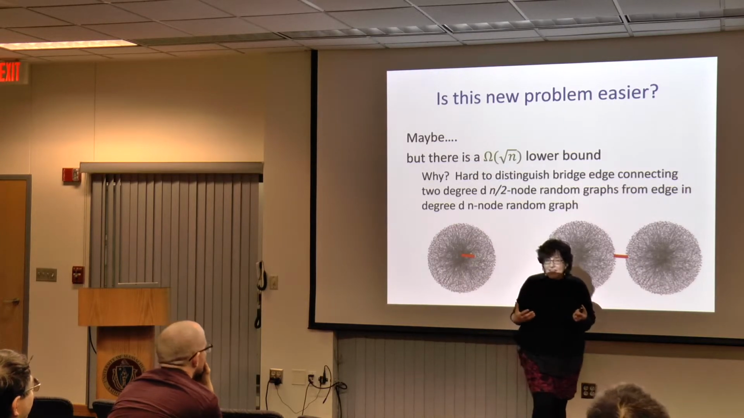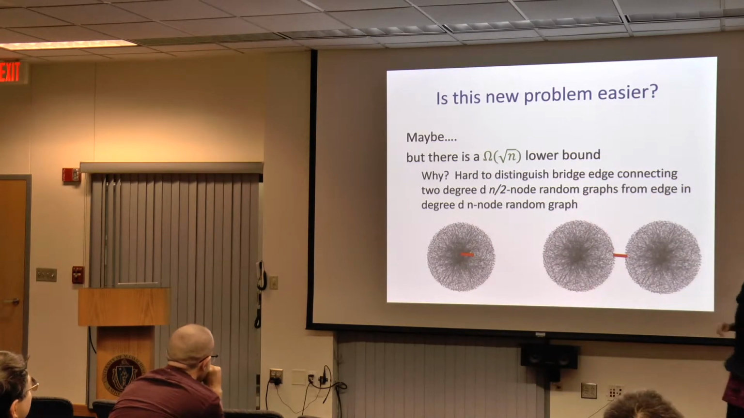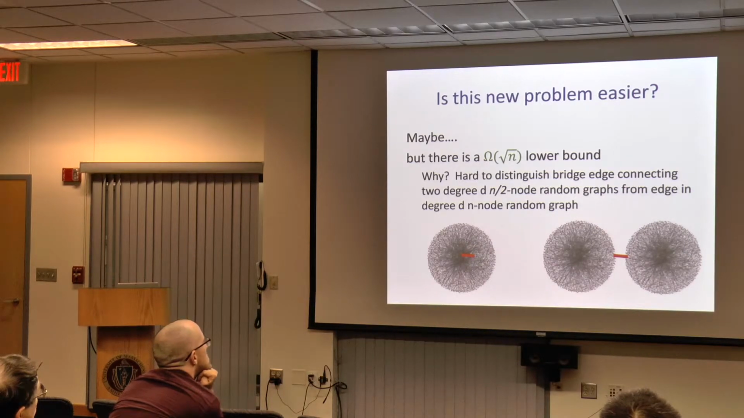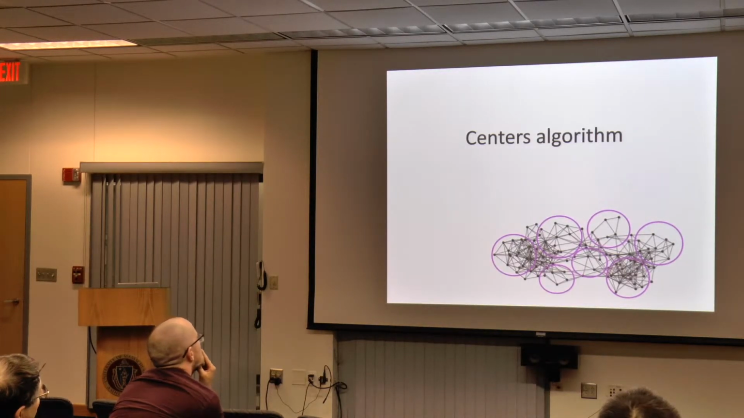Okay, and because I can't tell the difference, it takes me root n time to figure this out. It turns out to be a distribution testing problem, and it turns out that that's something I can't tell. All right, so this has a root n lower bound. There are a lot of open problems here still.